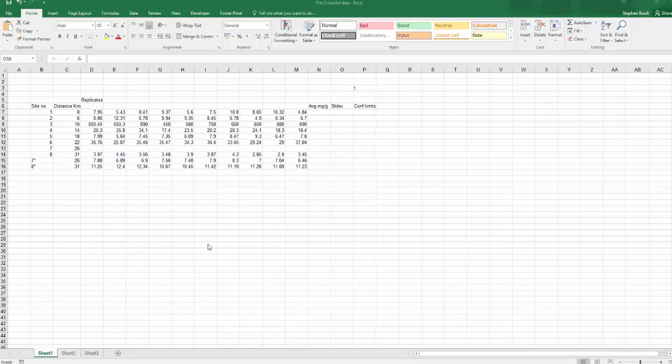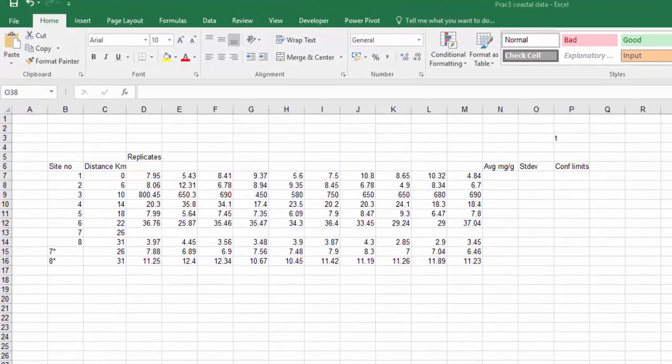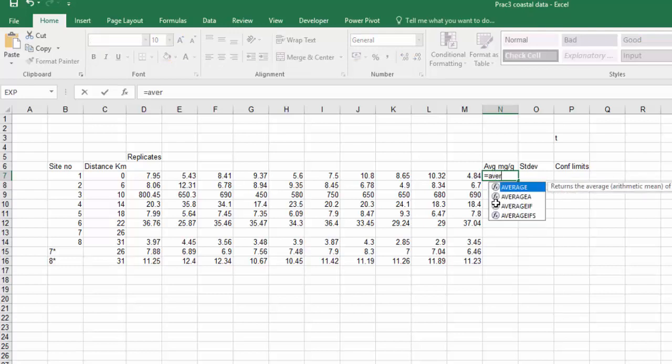Now we need to process this data so as to achieve your objectives. The first objective was to determine the distribution of metal concentration around the coastal Anglesey, so the distribution of metal concentration with distance. The first thing to do then is to work out the average metal concentration in the replicates, and to do that just use the average.